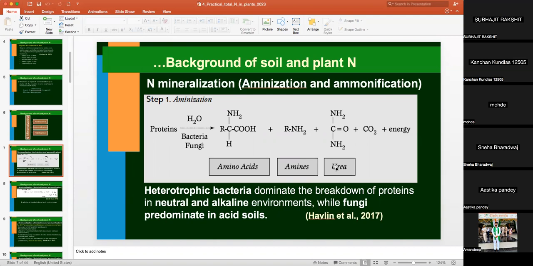Remember the names of these products. What are the products of aminization? Amino acids, amines, and urea. You can see the formula of urea, NH2CONH2, plus CO2, plus energy is released. And you see amines are R-NH2 and amino acids are R-NH2-COOH and H.